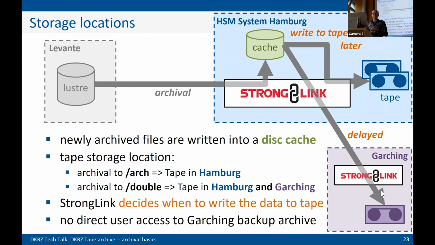You don't have direct access to Garching. You just know if you archive data to double, then it's at some point written to Garching, and it can be gotten back. But if you archive it now and in 1 hour the DKRZ burns down, then the data was not written to Garching yet. It will be lost. So it might take some time until it is there.